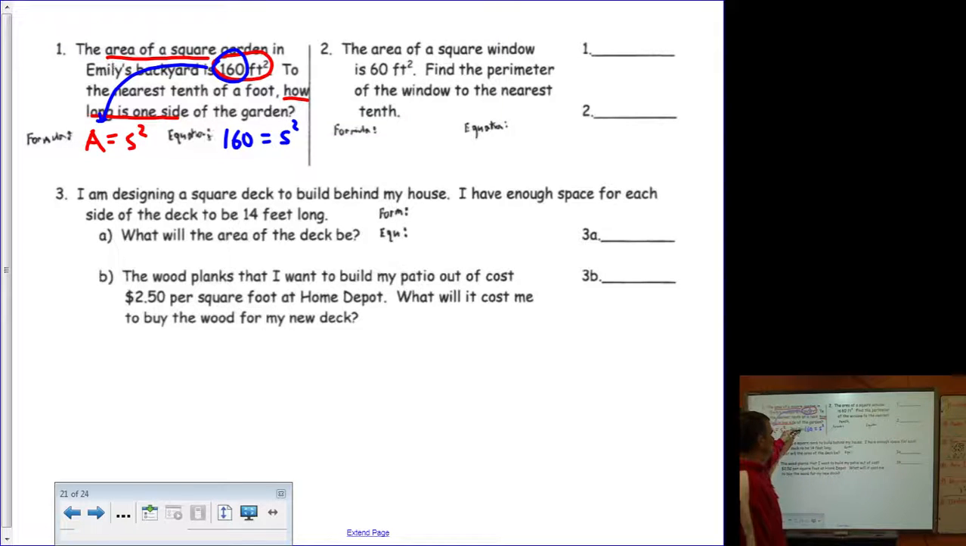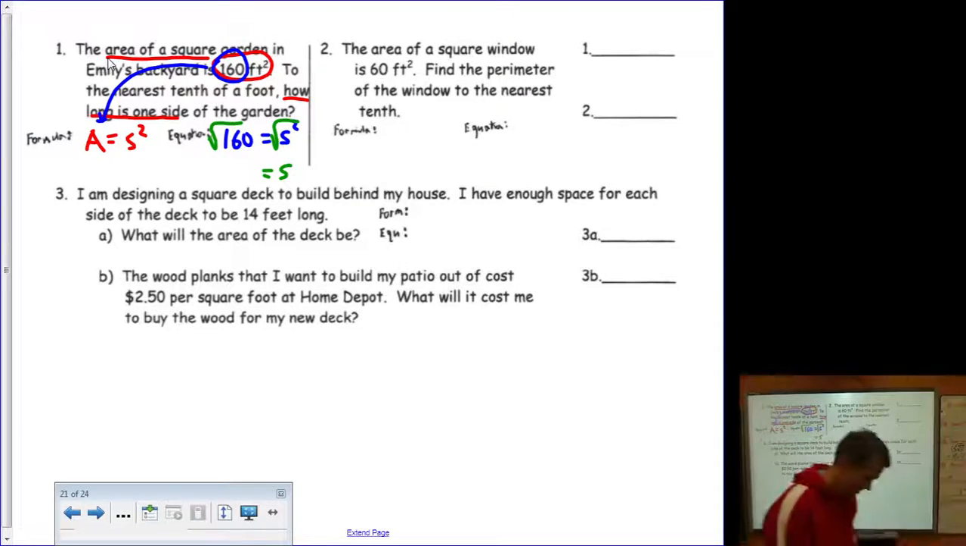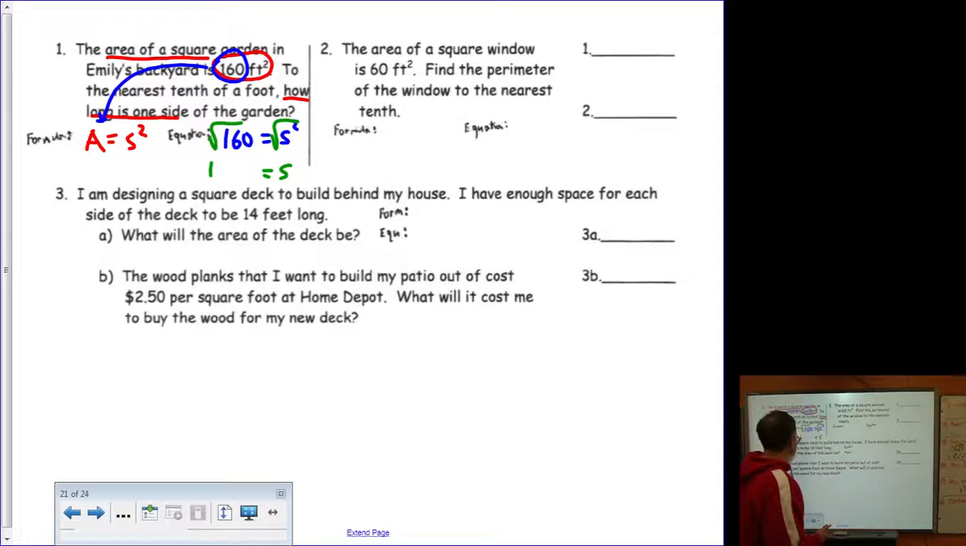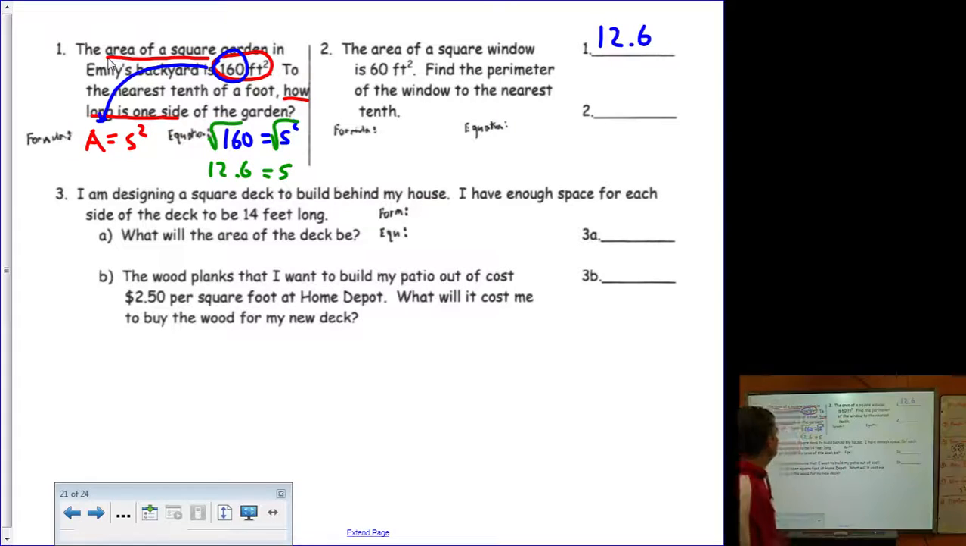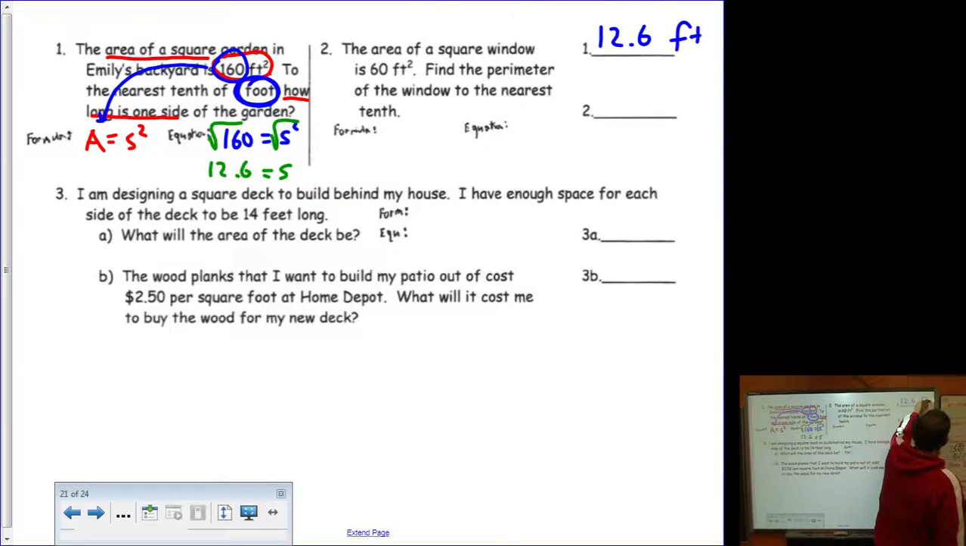And now to solve this, you would take the square root of both sides. And you would get S equals the square root of 160, rounded to the nearest tenth is 12.6. So, one side would be 12.6. Now I need to get the correct units. The units are feet, and side length would be measured in regular units, so it'd be 12.6 feet.